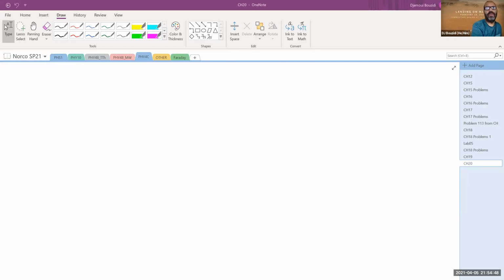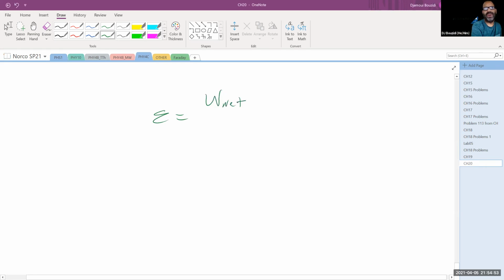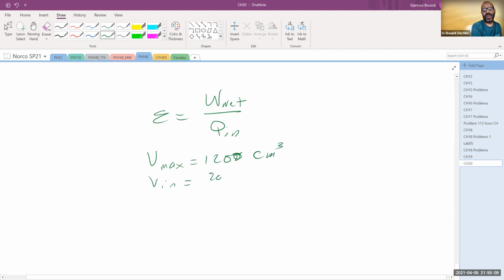You can find epsilon basically from one problem, which is just the W net, which you can find, divided by the Qn, because you have all of the data in here for this problem. The only thing you have to remember in here, Vmax is not 1,000, but rather it's 1,200 cubic centimeter, okay? And Vn is 200 cubic centimeter. And you can go through the temperature. T hot is 400 Kelvin, and T cold is actually equal to 300 Kelvin.